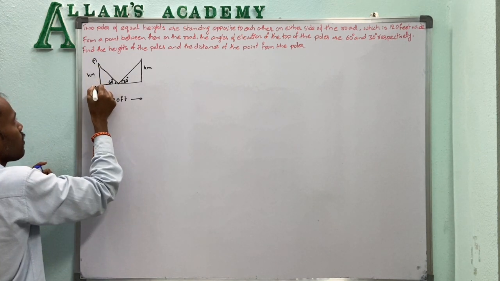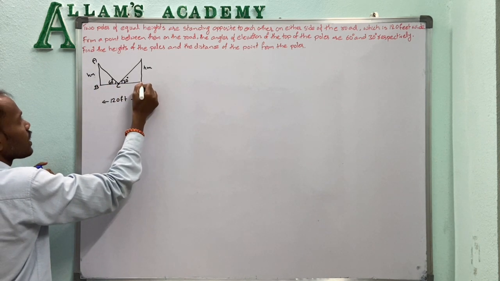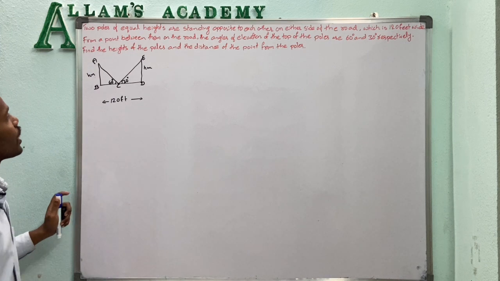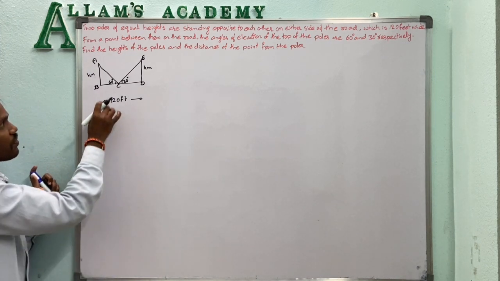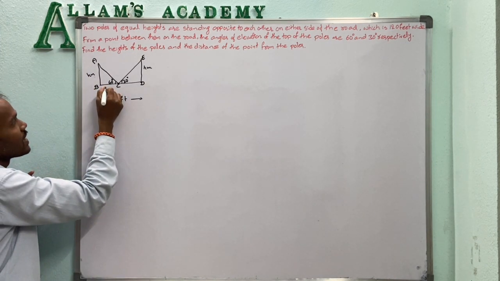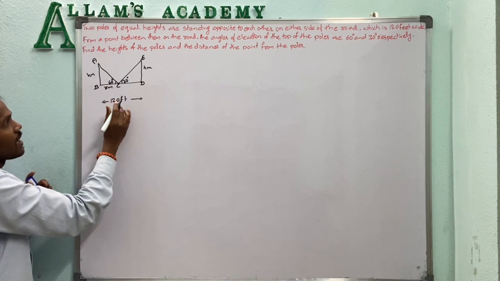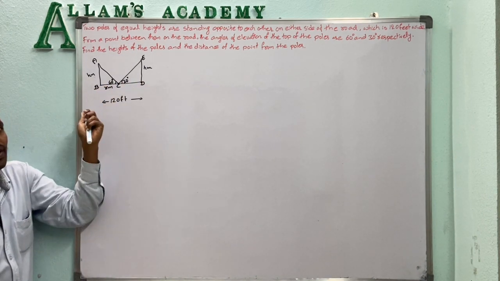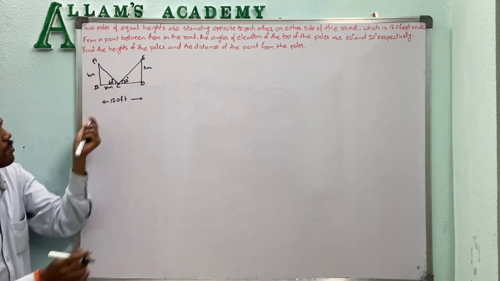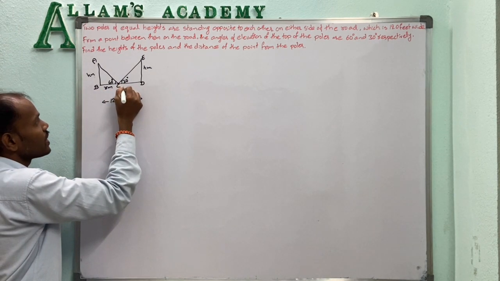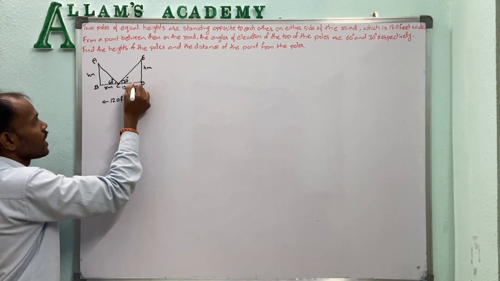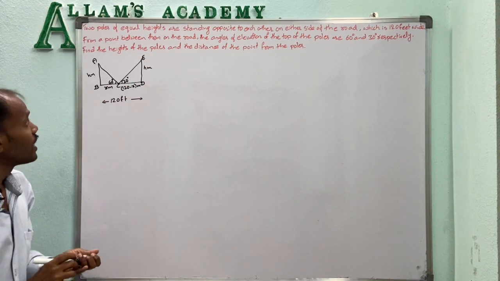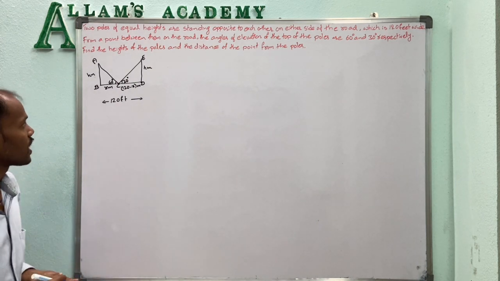So A, B, C, D, E. Now if we take BC length as x meters, then CD length is, since total length BD is 120, x plus CD length, so CD is 120 minus x meters. Okay, now we first write that diagram information.